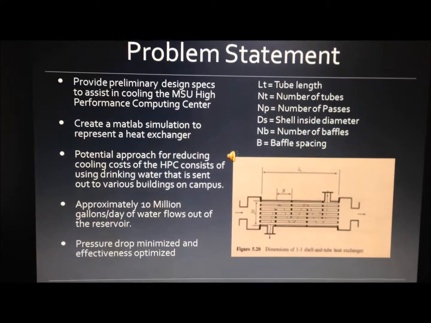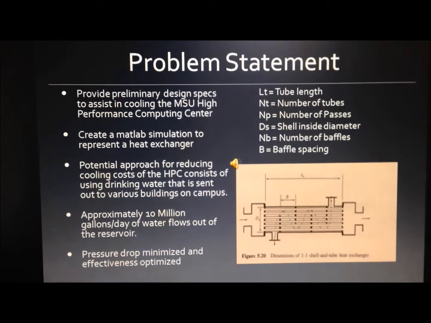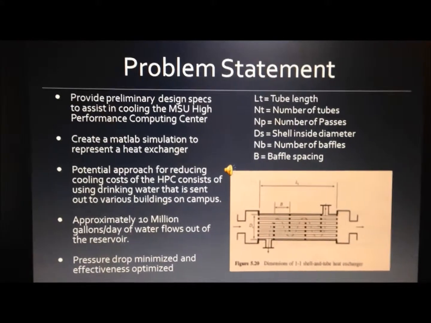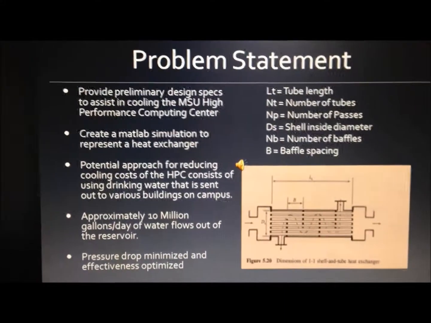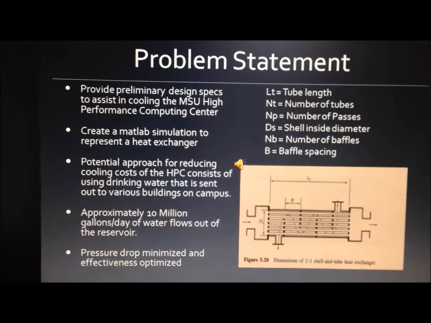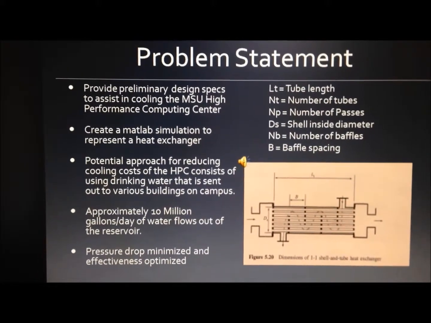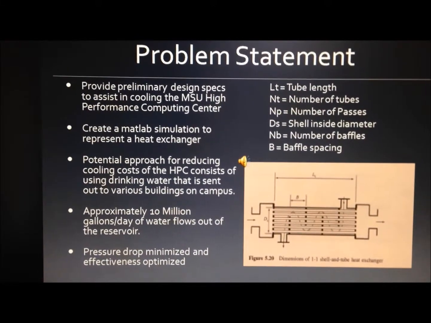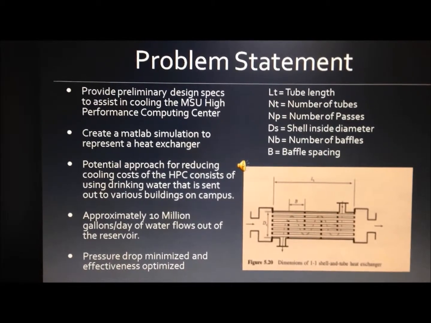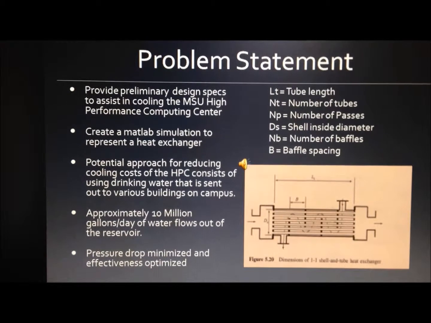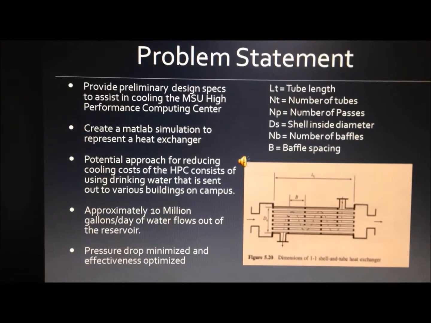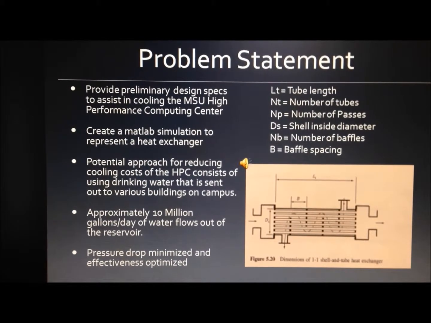For the problem statement, each group must provide preliminary design specifications to assist in cooling the MSU High Performance Computing Center. MATLAB is used to create a simulation to represent the heat exchanger. One potential approach for reducing cooling costs of the HPC consists of using drinking water that is sent out to various buildings on campus. Approximately 10 million gallons per day of water flows out of the reservoir. The goal of this is to minimize the pressure drop and maximize the efficiency.